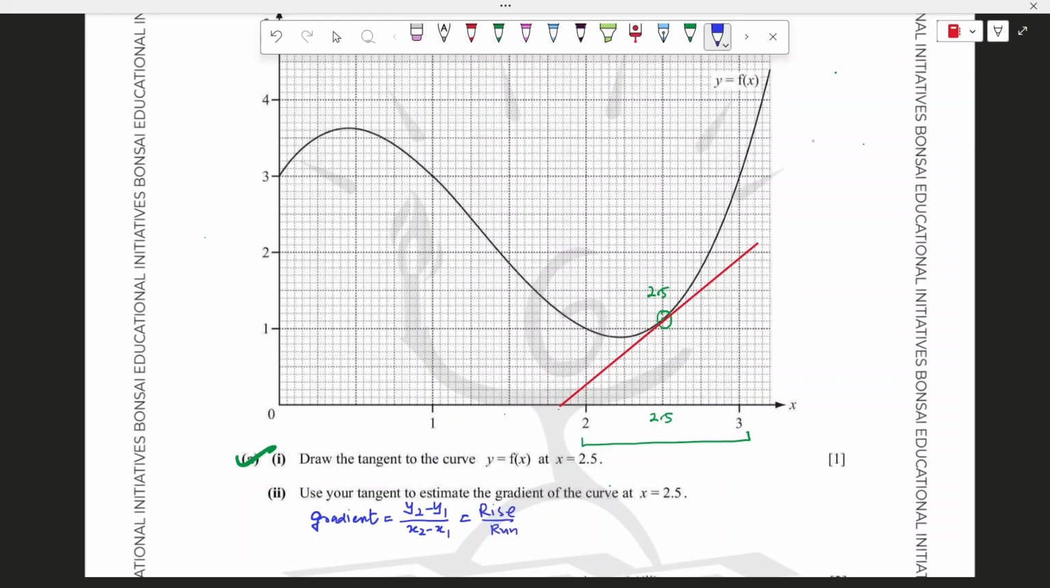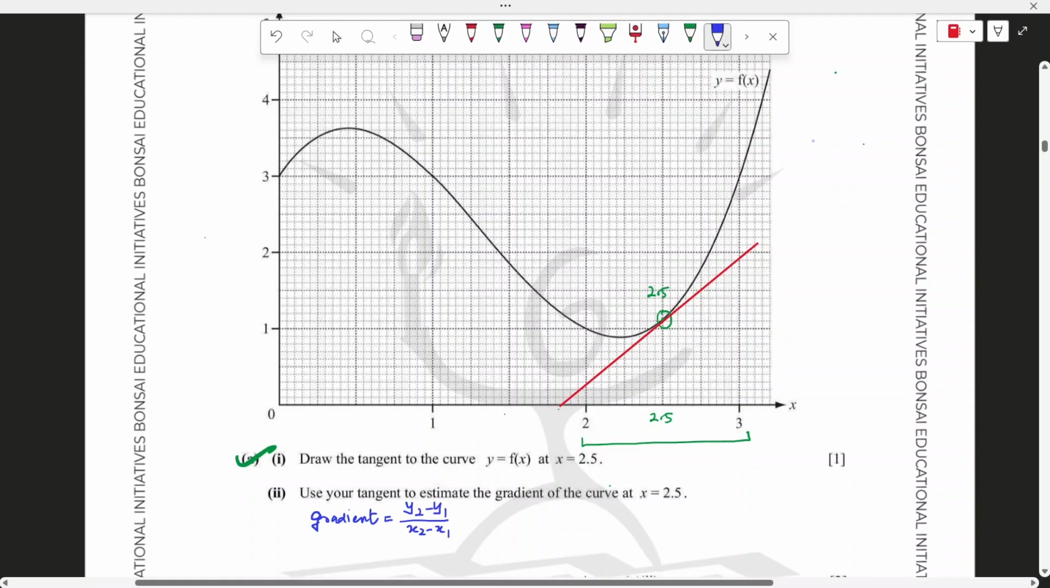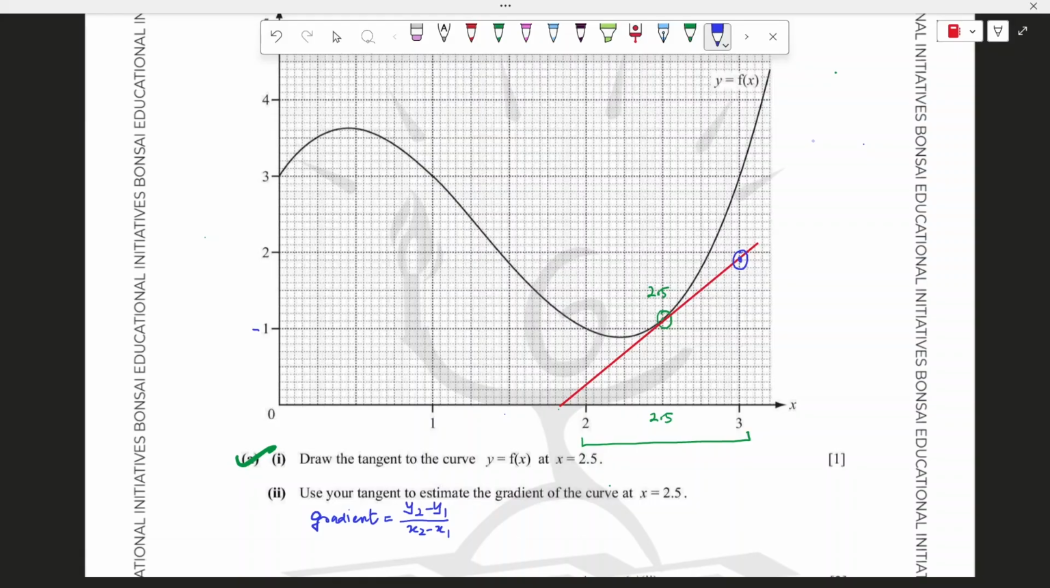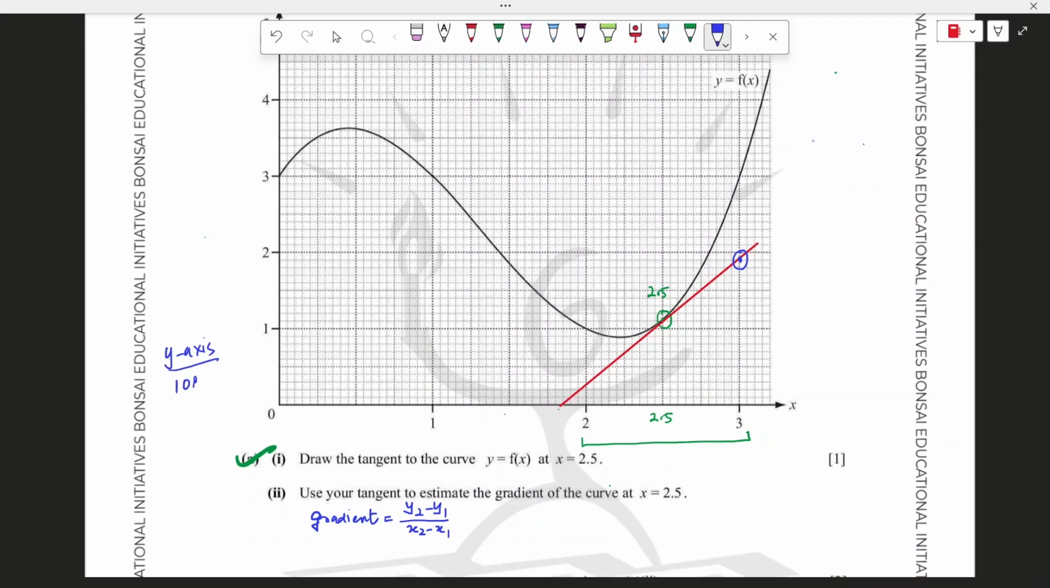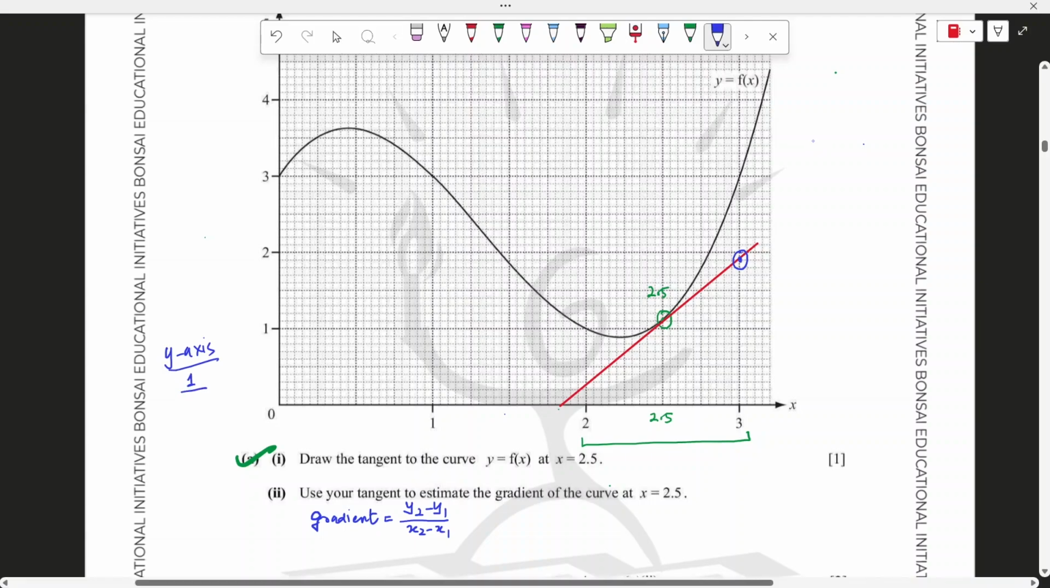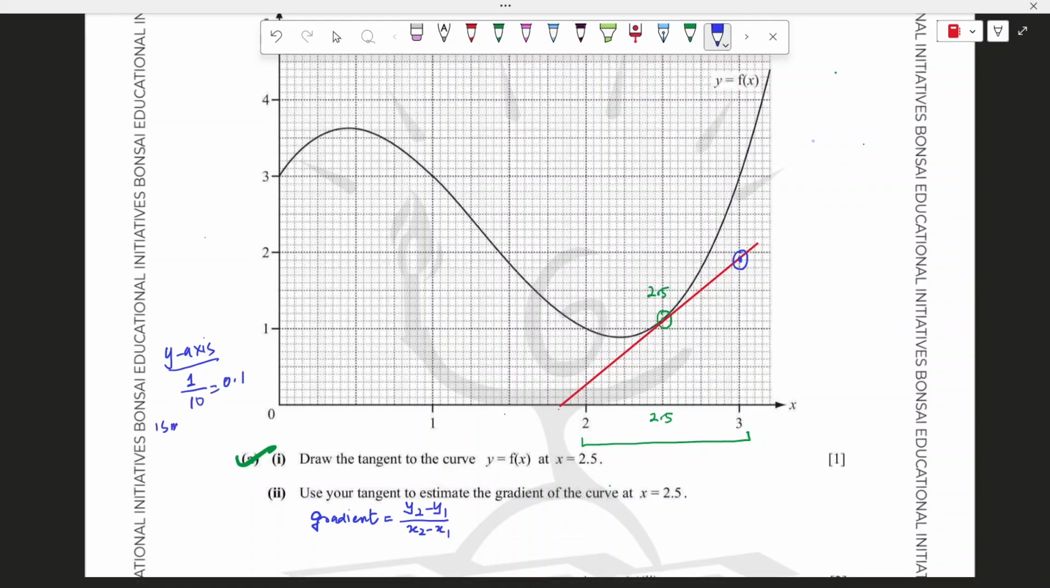Sometimes rise over run is not feasible on the graphs, so finding the coordinates of points is quite easy. Let us take points that have whole numbers as x coordinates, so then our calculation is going to be easy. First of all, you need to have the scale here. On the y-axis, what is the scale? One big box has been divided into 10 parts, so it is 0.1. It means one small box is equal to 0.1.